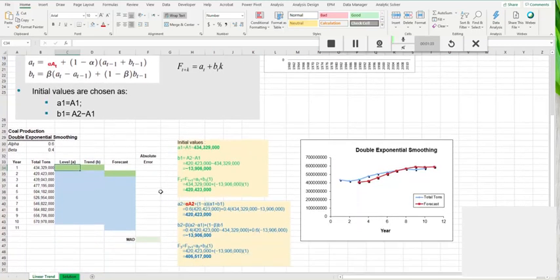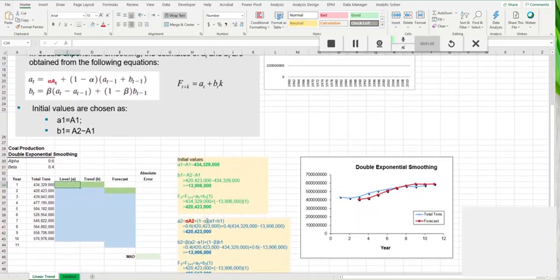And note that here in the yellow boxes, I have included a detailed explanation for further reference. So let's start. For the first A, we use actual 1. For the first B, equal A2 minus A1. From the second period, we can use the formulas that are given on the above screen.